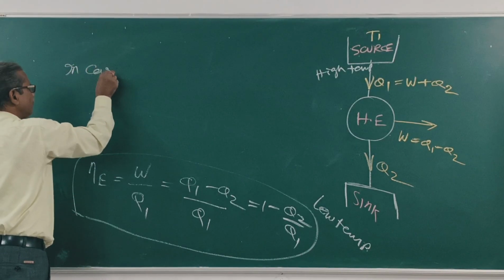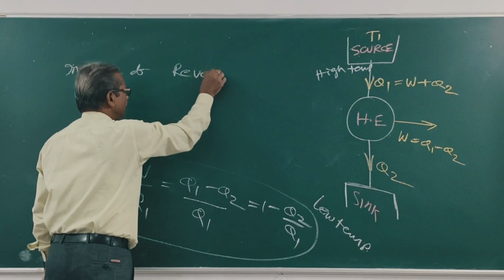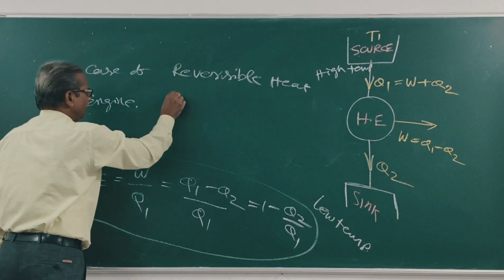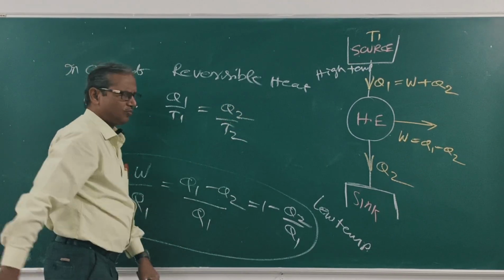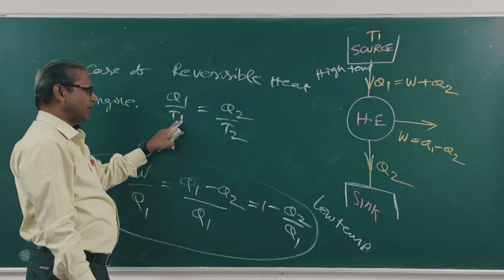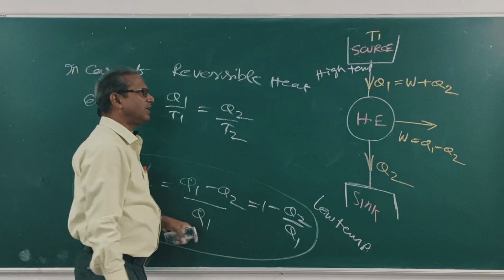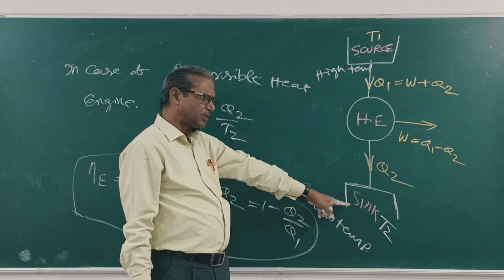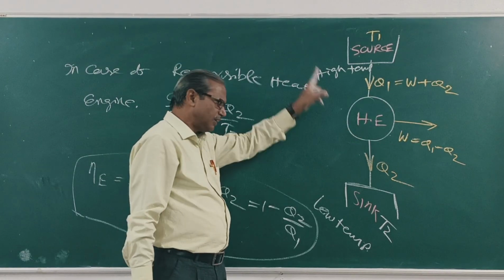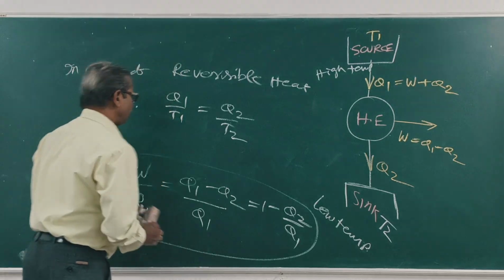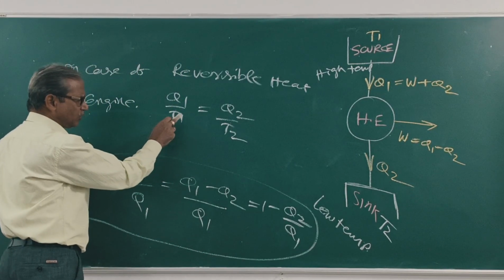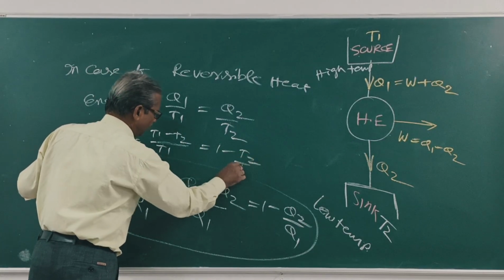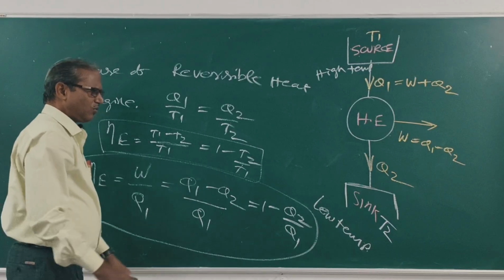In case of reversible heat engine, Q1 by T1 is equal to Q2 by T2, right? Q1 heat supplied from source, T1 temperature of source, Q2 heat ejected to sink, T2 temperature of sink. Q1 is heat supplied to heat engine, Q2 heat ejected from the heat engine. So in case of reversible heat engine, Q1 by T1 is equal to Q2 by T2. So what is efficiency of heat engine equal to? T1 minus T2 by T1, or 1 minus T2 by T1. Fair. This is about heat engine.